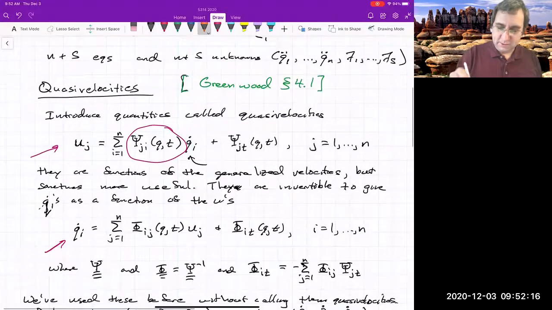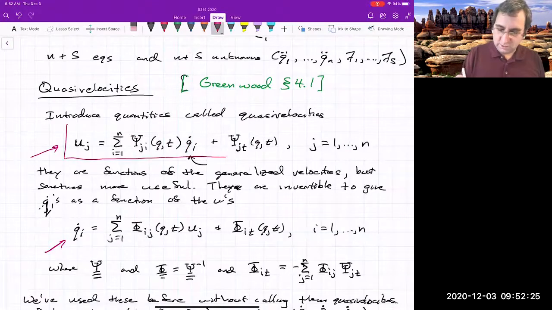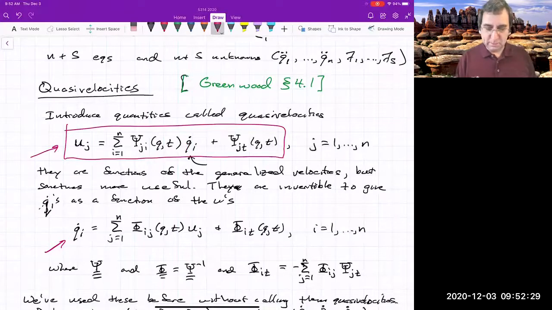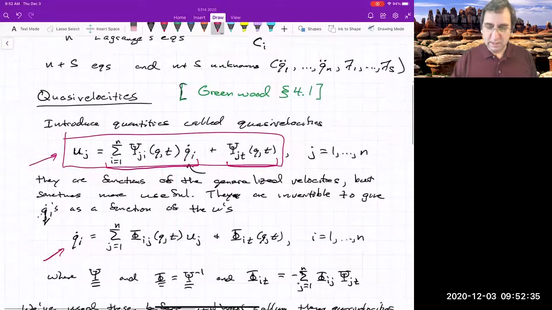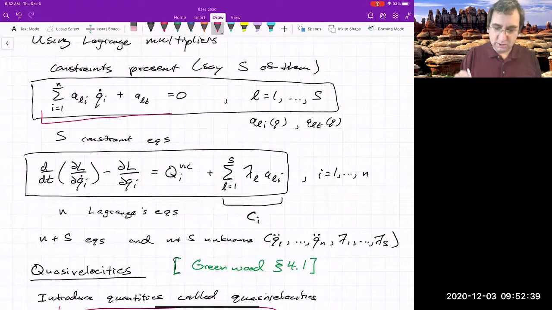And if you look at this equation, let me erase this thing. Look at this equation. And it has a very similar form. We've got something that's linear in the qi dots plus maybe some other term. That looks a lot like these constraint equations, at least the left-hand side of them.